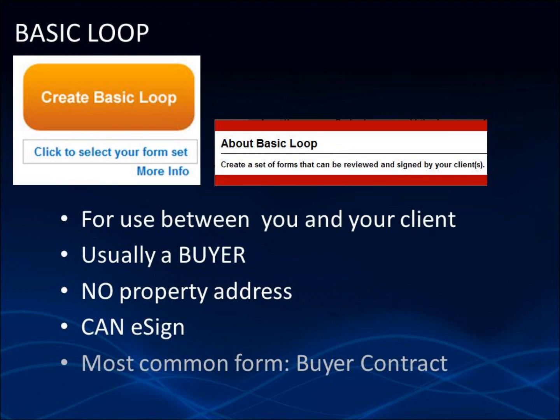The second choice is the basic loop. This is for use between you and your client only. This loop does not ask for a property address. It's usually used with a buyer prior to deciding on a home to purchase. These documents can be e-signed. The most common use is a buyer contract. However, I would recommend that you have a printed buyer contract to be signed if this is the first time you are meeting with this client.